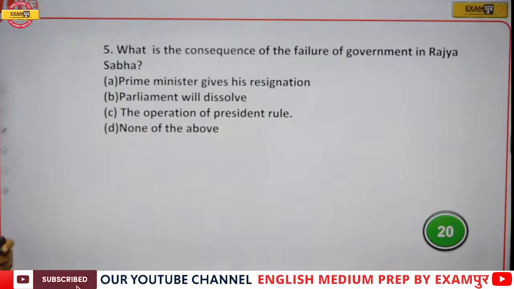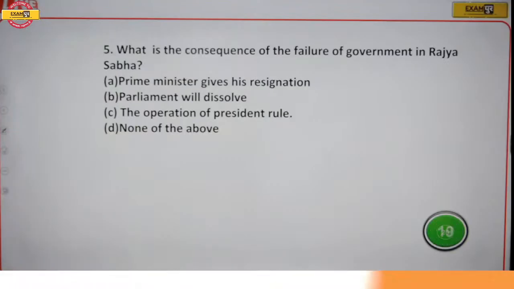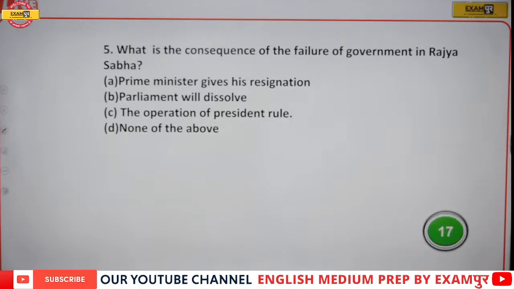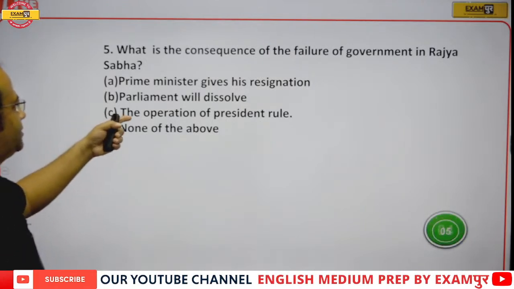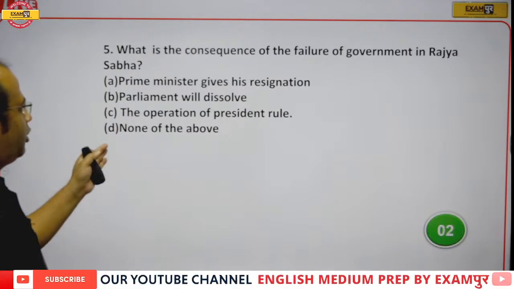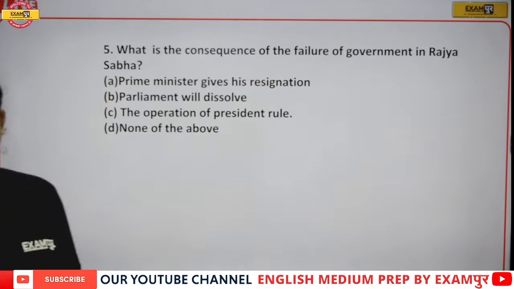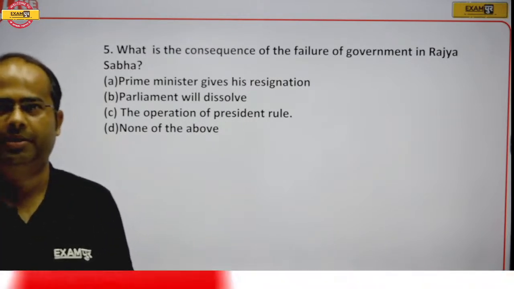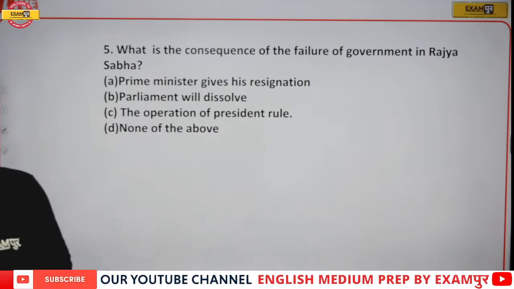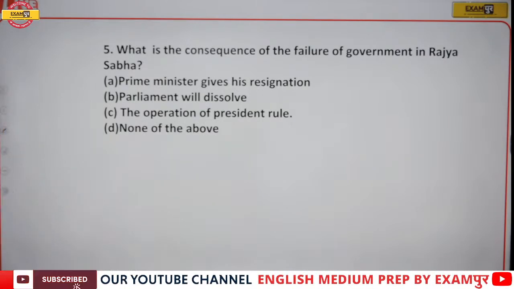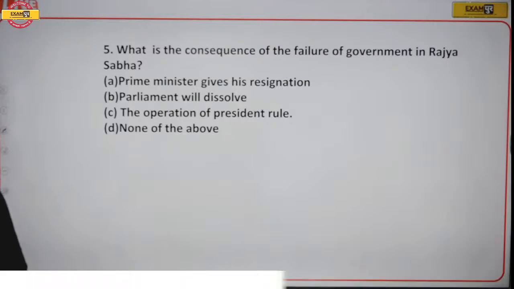Now guys, let's come to the next question: what is the consequence of failure of government in Rajya Sabha? If a government is defeated, or if any bill is failed in the Rajya Sabha, what happens to the government? The Prime Minister will resign, the Parliament will dissolve, the operation of the President rule, or none of the above. What happens in case the government is defeated in Rajya Sabha? What will be the correct answer?